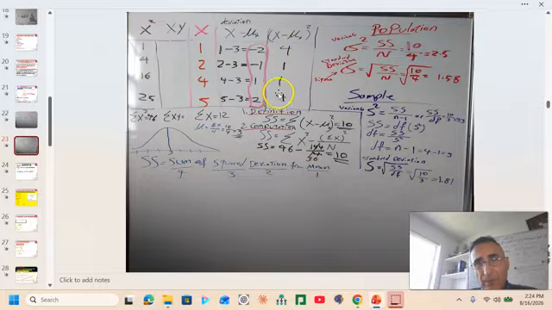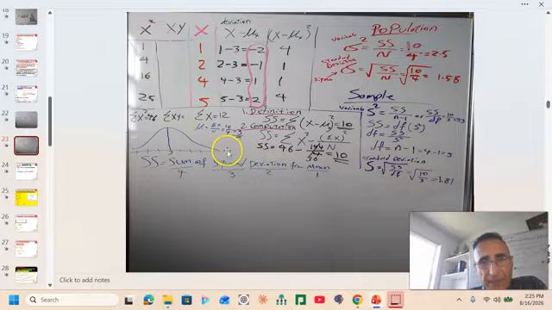4 plus 4 plus 1 plus 1 is 10. So our SS is 10. That's right there, the bottom one. That's how we calculate it. If you want to use the top one, the bottom one is the computation.